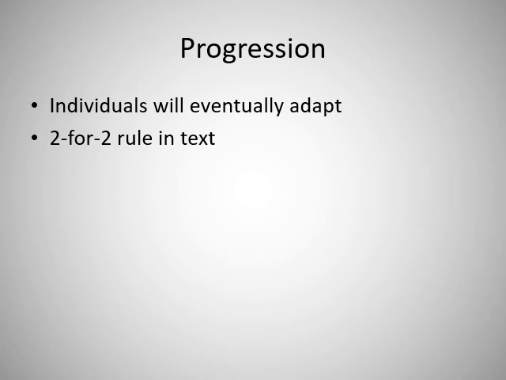And again, none of these things are set in stone. They're just reference points. So what the 2 for 2 rule states is if an athlete can perform 2 or more reps on 2 consecutive workouts, you then increase the weight, okay? It's just one example. So what it does is it gives them a little bit more.